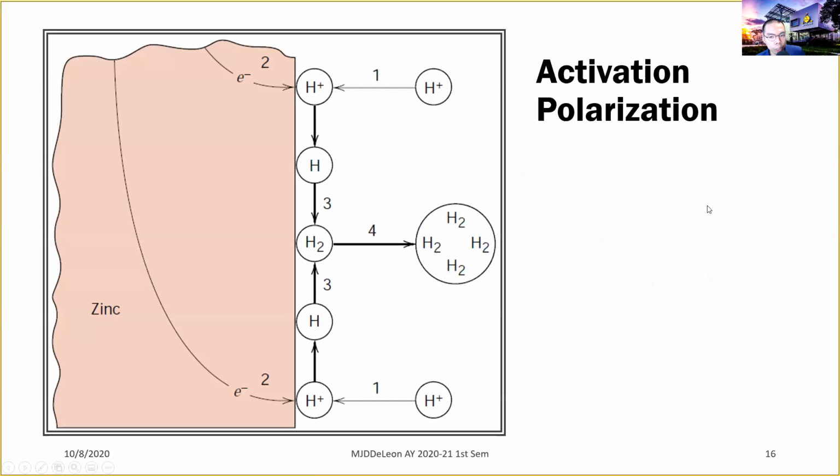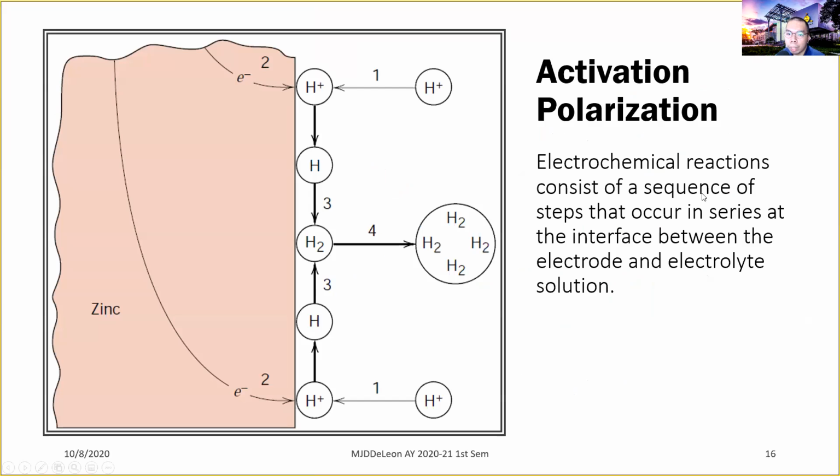So now let's go into the different types of polarization. We basically consider two different types of polarization depending on whether reaction control siya, or if it is diffusion control. So first, we have your activation polarization. Ang activation polarization natin, basically, ang control niyan is dun sa reaction interface. So electrochemical reactions consist of a sequence of steps that occur in series at the interface between the electrode and electrolyte solutions. So this is a flashback to your MatE 103. So at the reaction interface, there are multiple reaction steps that your reaction may undergo to completion.